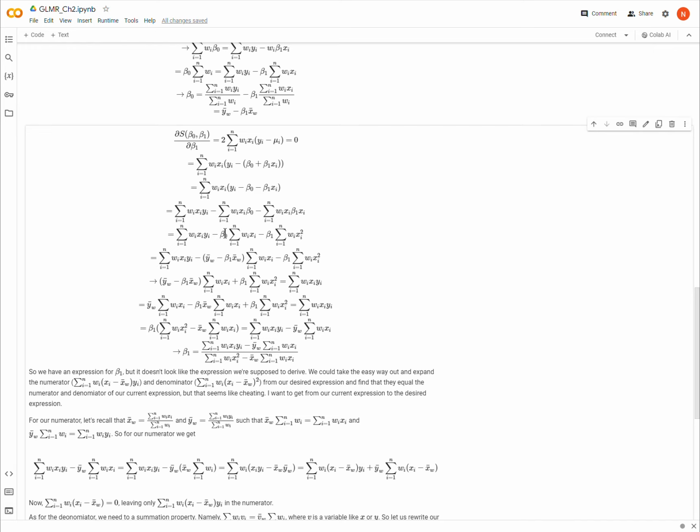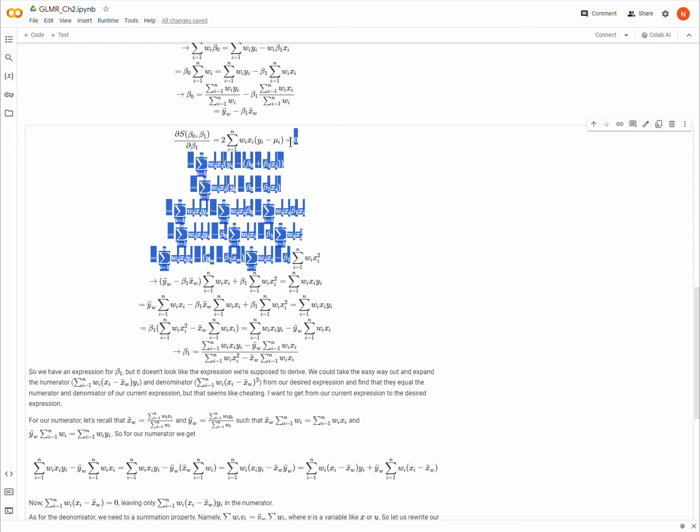And now I have beta naught, but I already derived an expression for beta naught, which is here, and so I'm going to substitute that in. And so now this is our expression, expanded. Now, I'm trying to solve for beta 1. I have one term with beta 1, well, actually two terms here, and then another term here. And so I'm going to get these on the same side of the equal sign. So remember, all of this up to this point is equal to 0.